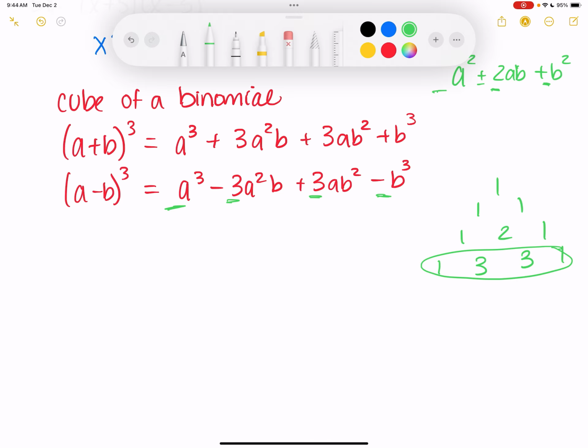If you forget this, you can absolutely just superfoil and it'll work and get you the same answer. But I'm going to use the special type because if you can recognize the special type, it'll make your life way easier.